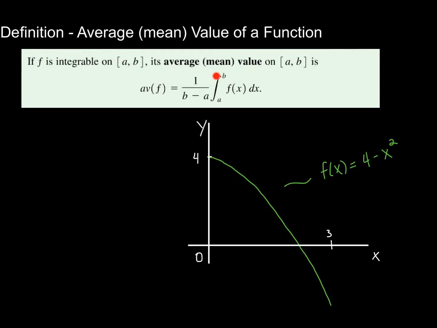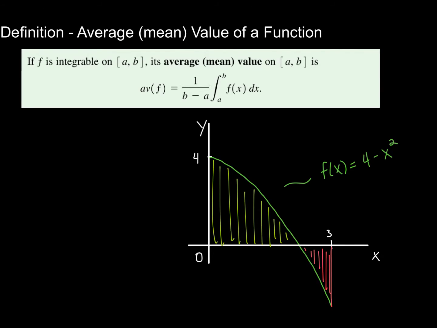Now, let's go ahead and take a look at what this says to do. It says to take the integral from a to b of f of x dx. And so we can interpret this in terms of the area between the curve and the x-axis. And we know that the area above the x-axis is going to count as positive area, and this here is going to be counted as a negative value, so it will subtract.